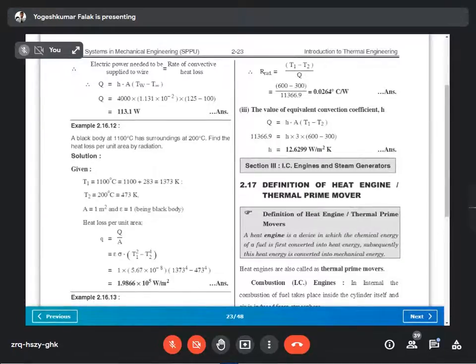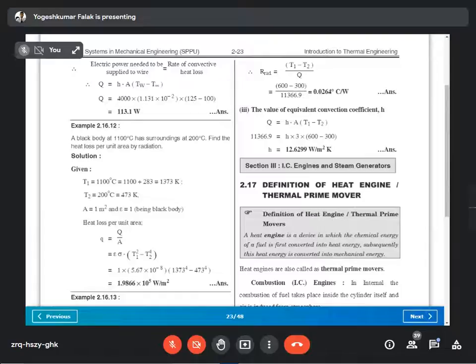And for this case, area is not given, and epsilon, that is the emissivity of the body, is not given. So if not given, it's considered as 1 meter square. Epsilon, being a black body, consider as 1, and write down in a bracket, being black body.